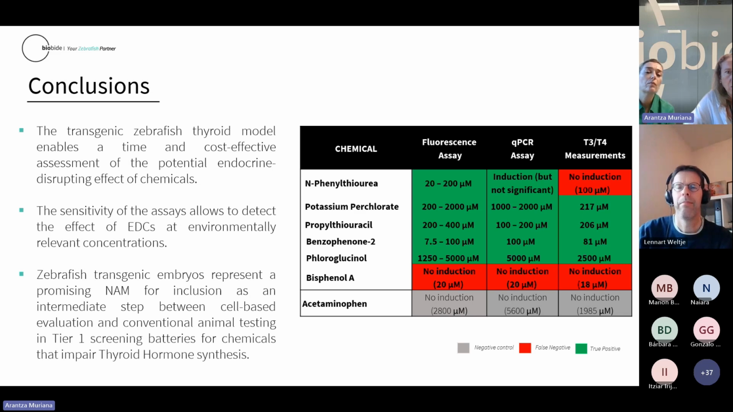So yes, we know that some of them are very high, like phloroglucinol or potassium perchlorate, but you can see that it's 1 millimolar for phloroglucinol or 5 millimolar in the case of qPCR. So our assay can detect this compound in a more sensitive way, for example.